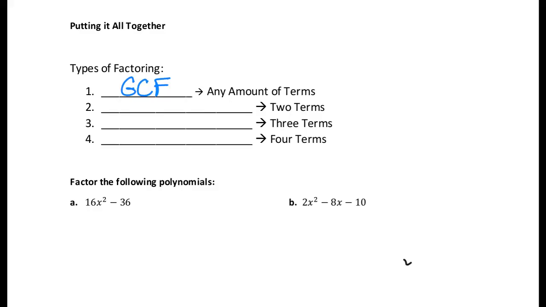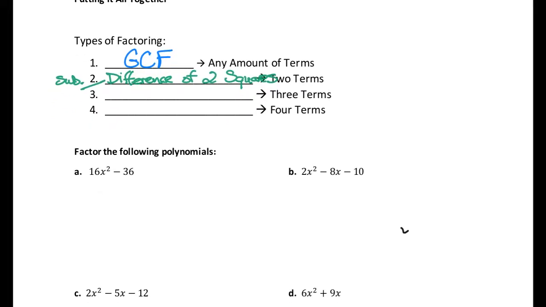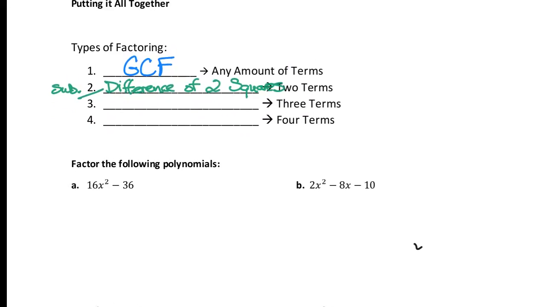All right? Now, after you've looked for the greatest common factor, if you still have 2 terms left, what kind of factoring would you use? Right, the difference of 2 squares. So that's what we talked about mostly yesterday. The difference, yes, difference of 2 squares. And difference means we're talking subtraction. Difference of 2 squares.